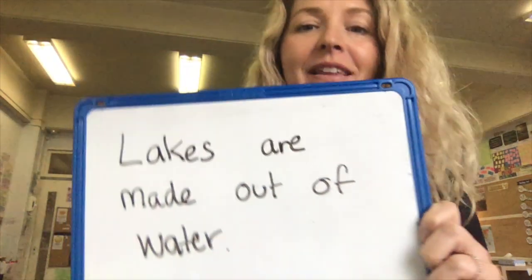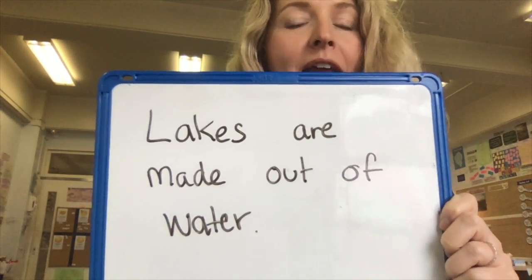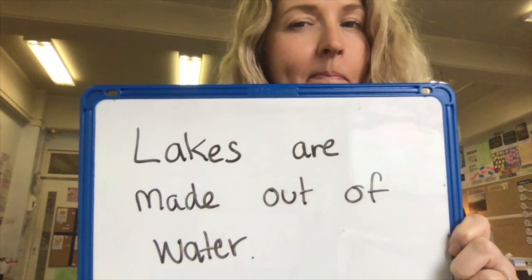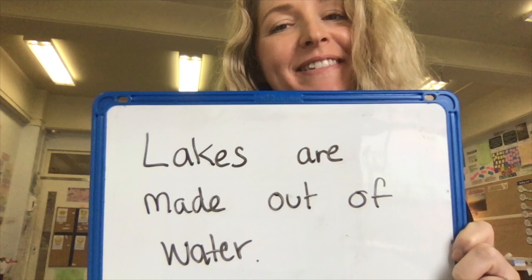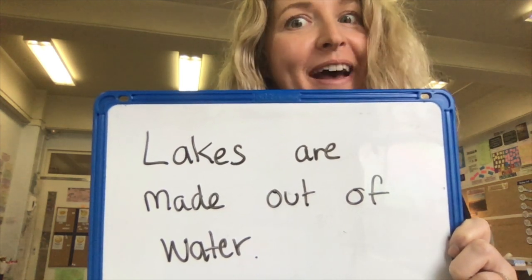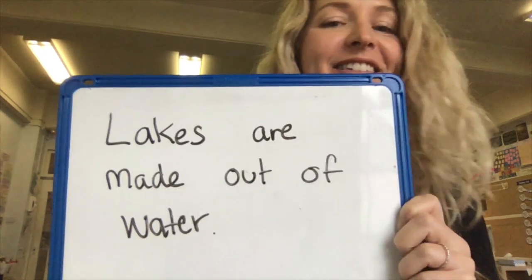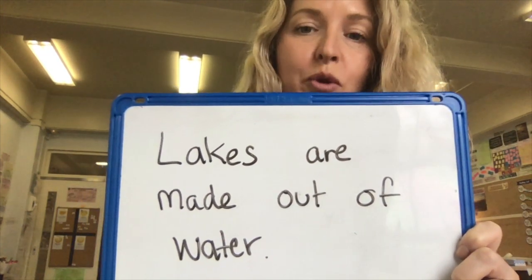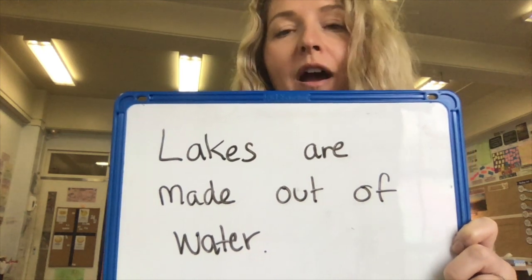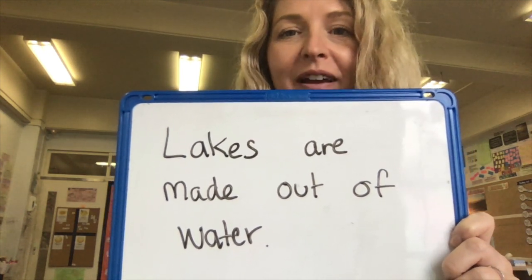Okay, so I've written down one central idea. I want to see if you think that this is a good central idea for me. Lakes are made out of water. Good or bad? If you said bad, you are correct. This is not challenging enough, and it's something that, yes, it's true, but there's not much more I can investigate. So I'm going to try again.